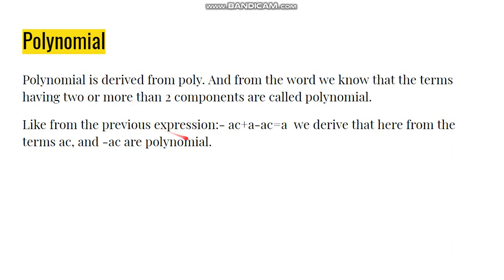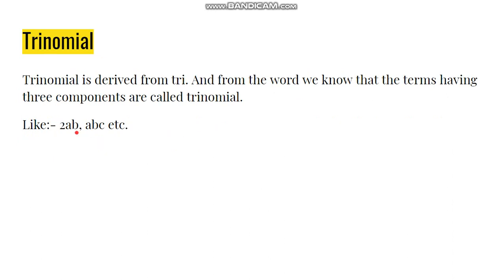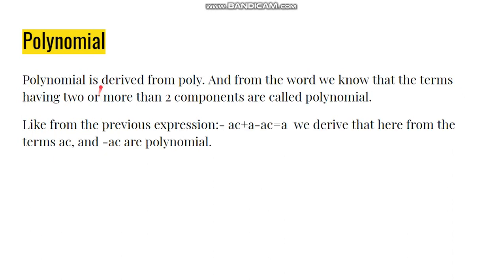Like from the previous expression, AC plus A minus AC is equal to A, we derive that here from the terms AC and A minus AC, AC and minus AC are polynomial. A is also a term, but it wouldn't be a polynomial. Why? Because it does not have a minimum of two components. And if it is a trinomial, it would also be counted as a polynomial, like this 2AB and ABC would also be a polynomial.